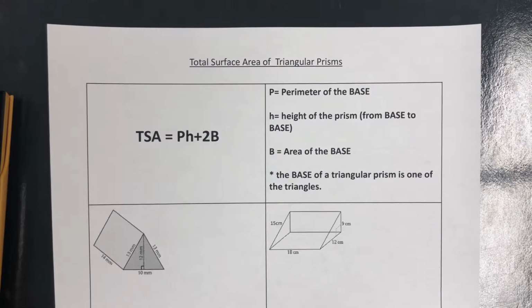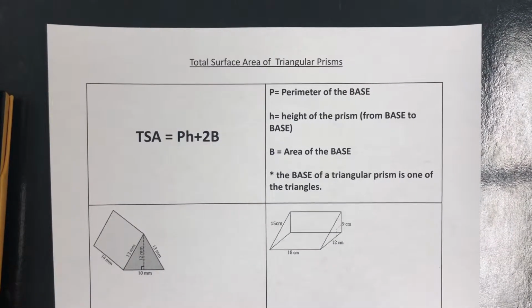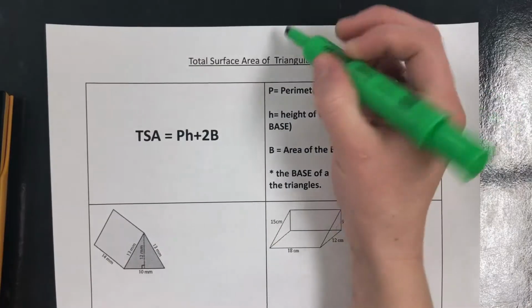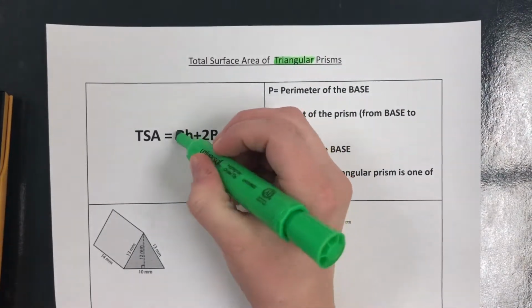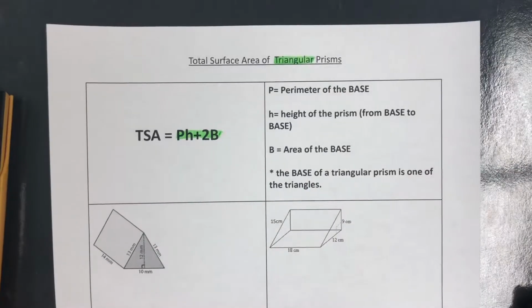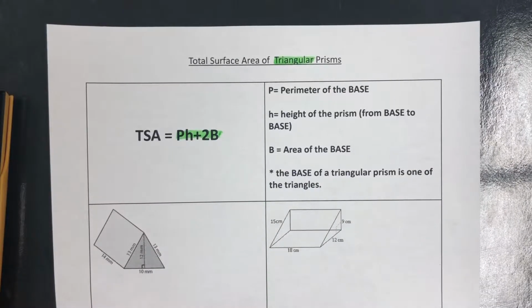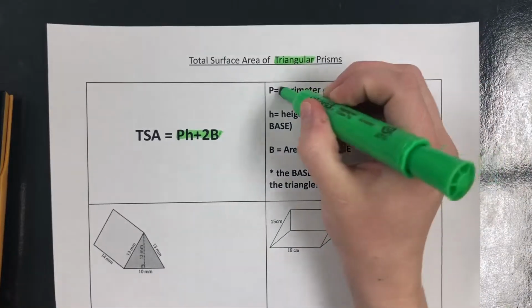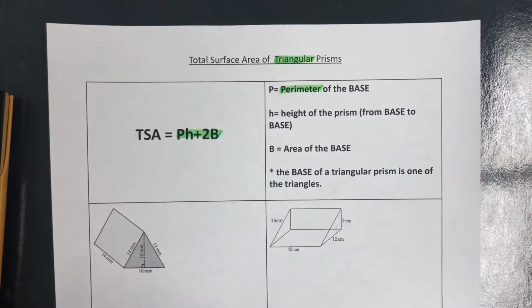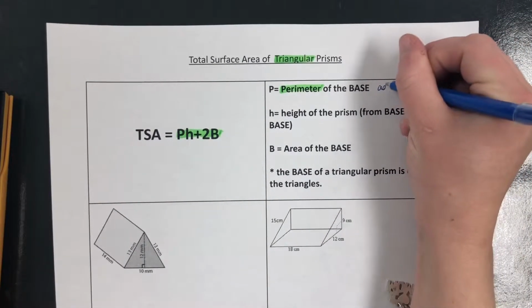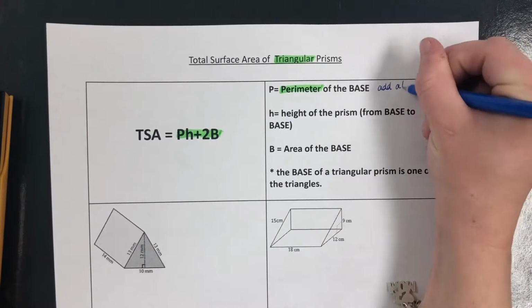Okay, so we've gone over total surface area and lateral surface area of rectangular prisms. Now we need to look at triangular prisms. So our formula is the same one we've been using. It is for total surface area, it is the Ph+2B. So perimeter of the base, okay? So for perimeter, we would just add all the sides.